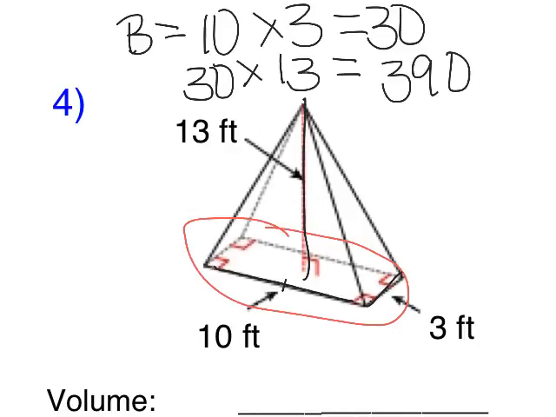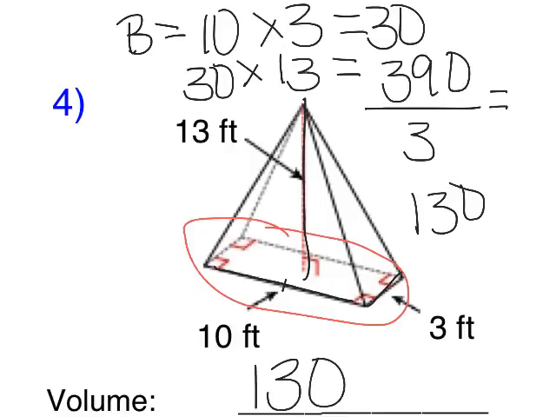But remember, this would be our volume if we were working with a prism, but since we're working with a pyramid, we're going to divide by 3 because we can fit the volume of 3 pyramids inside of a prism. So 390 divided by 3, and that's going to come out to 130. So our answer is going to be 130 feet cubed.